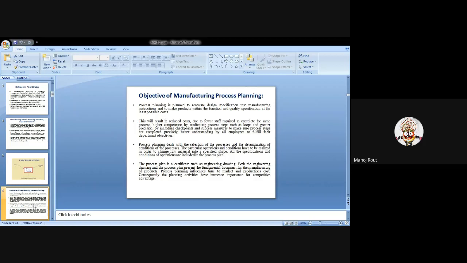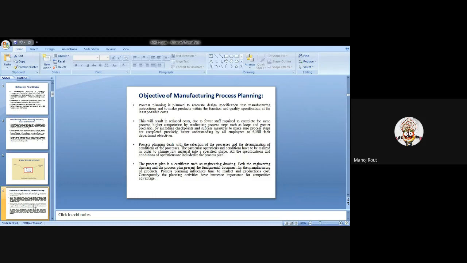The next, point number 3: process planning deals with selection of the process and the determination of the conditions of the particular process. The particular operation and conditions have to be realized in order to change the raw material into a specific shape. In a manufacturing environment, process planning plays a vital role in producing a precise product, and the product should be clearly specified and understood by all employees who are directly or indirectly involved in their departmental objectives as well as the organizational objectives. So all the specifications and conditions of operation are included in the process plan.